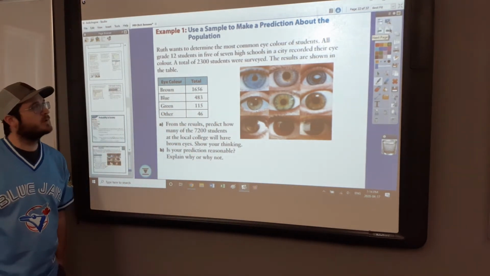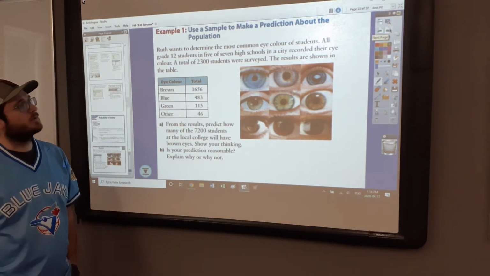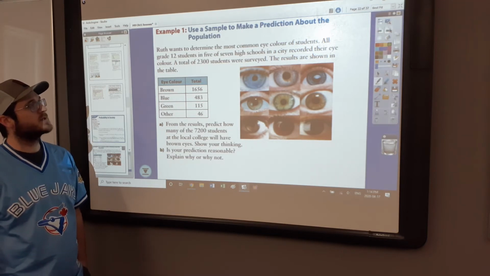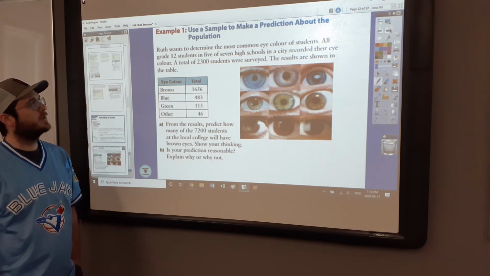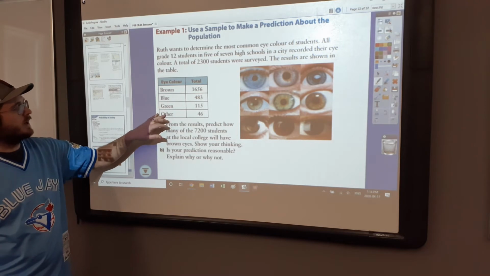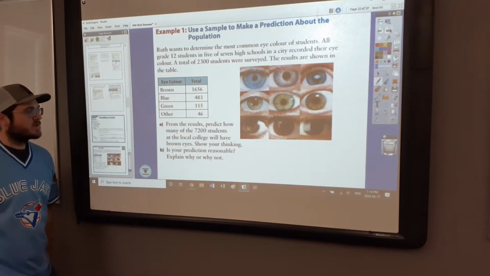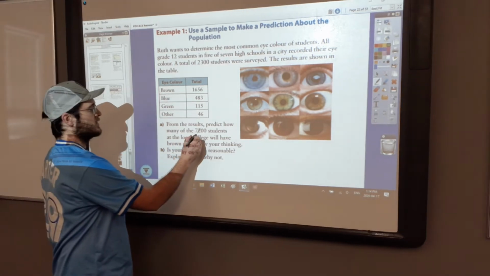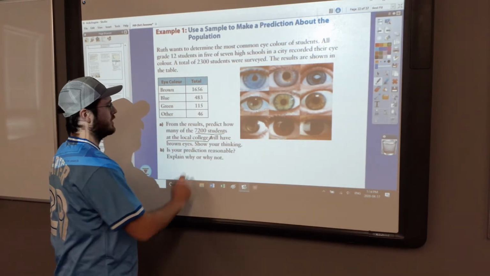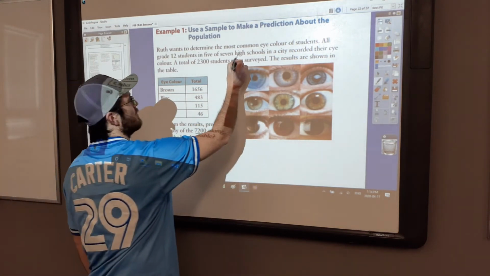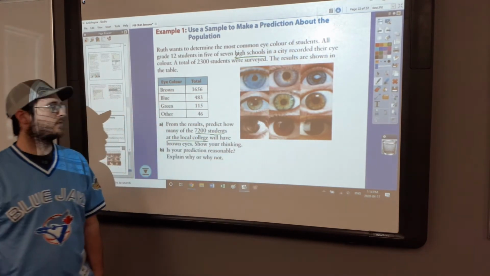Ruth wants to determine the most common eye color of students. All grade 12 students in 5 of 7 high schools in the city recorded their eye color. A total of 2,300 students were surveyed. The results are shown in the table. So we've got brown, blue, green, other. From the results in A, predict how many of the 7,200 students at the local college will have brown eyes. Show your thinking. We keep in mind, this is important, high schools versus college.